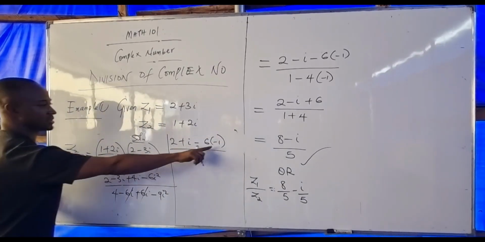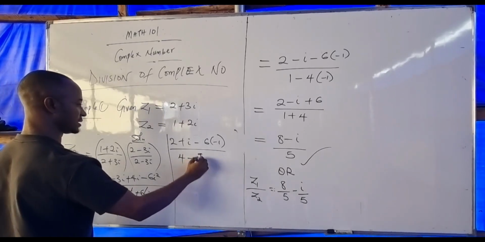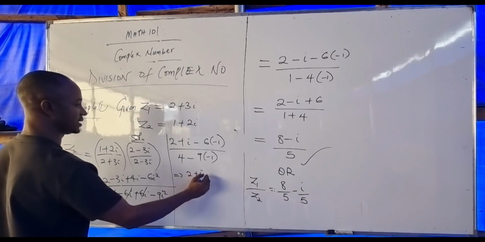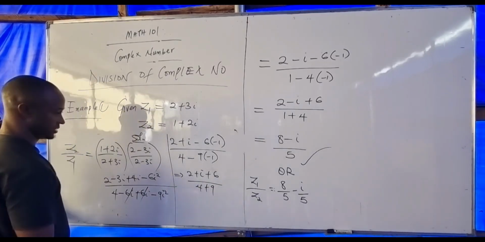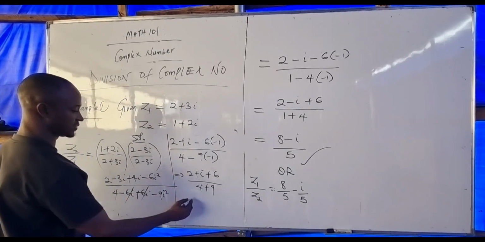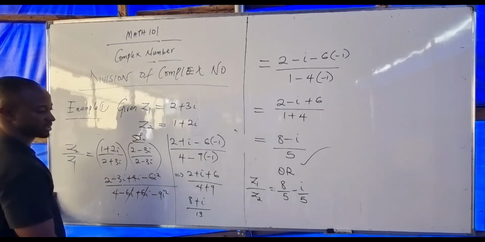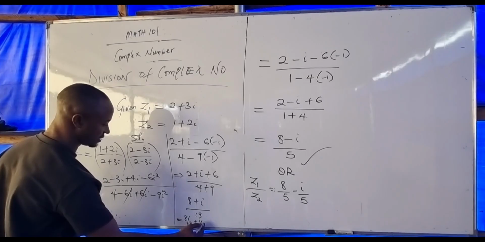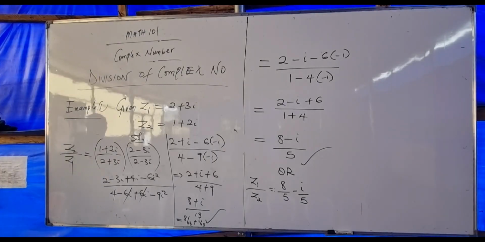Hope you know how we got this. So here we have 4 minus 9 times what? Minus 1. So this will give us 2 plus i plus 6, right? Divided by what? 4 plus what? 9. So 2 plus 6 is what? 8 plus i over what? 13. Which is also the same as what? 8 over 13 plus what? i over what? 13. So you are correct. That means you guys understand this. So let's go into modulus. Modulus of a complex number.